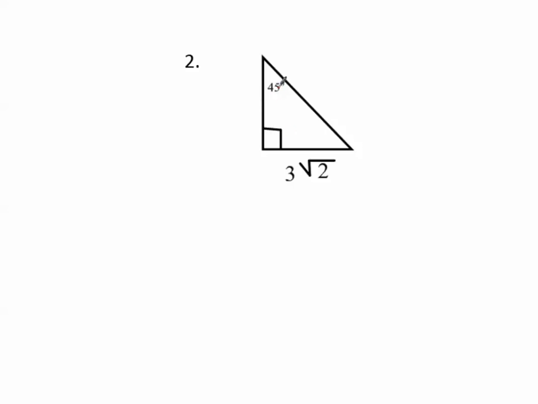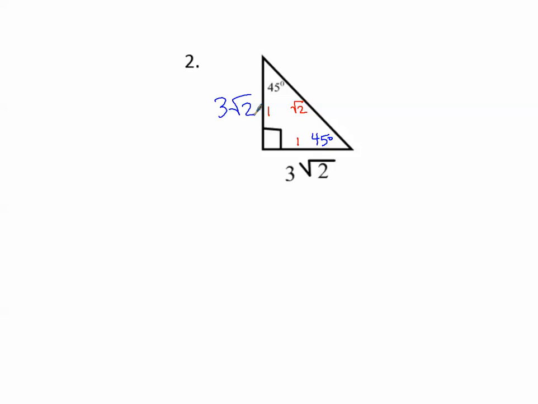I'm going to notice, first of all, that it's a 45-degree angle and a 90-degree angle, so this is a 45, 45, 90 triangle. I'm going to write the ratios of the sides on the inside of the triangle: 1, 1, square root of 2. Now I remember that these two sides are congruent, so right away I know the other side has to be 3 times the square root of 2.